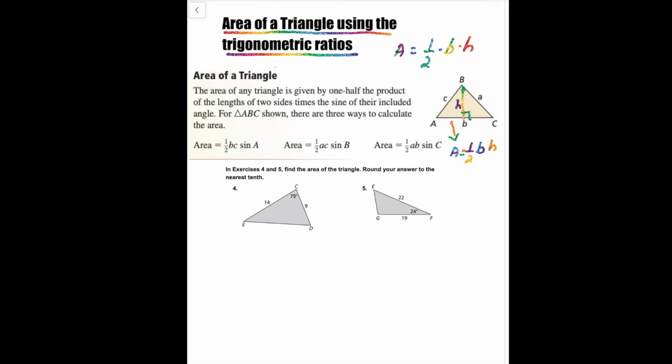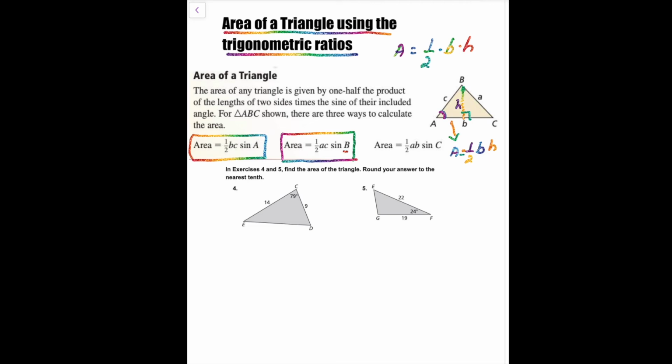But H is, if I know A, B and C, H is going to be C times sine A. If I take sine A, that is opposite over hypotenuse, H over C. So H will be sine A times C. So my equation would be area is 1/2 of BC times sine A. If I am taking angle B, the area will be 1/2 of AC times sine B. You can see a pattern here.